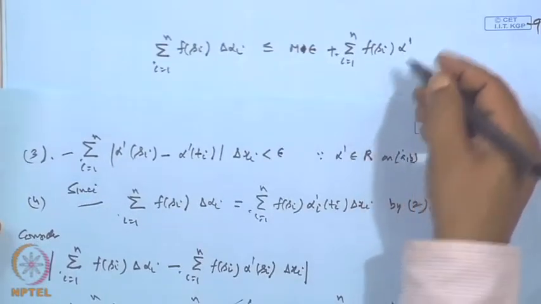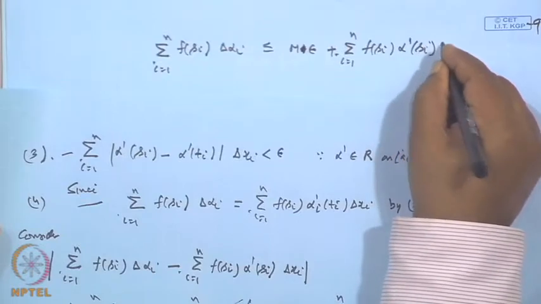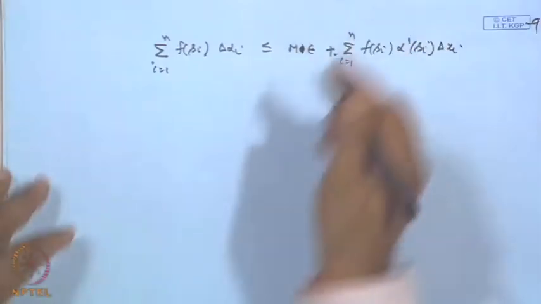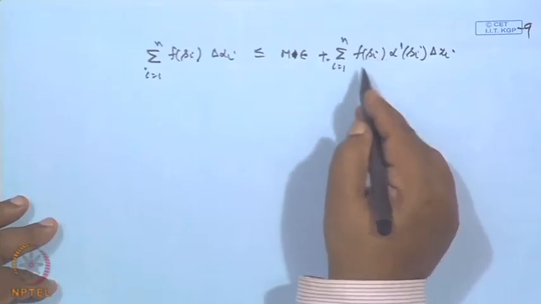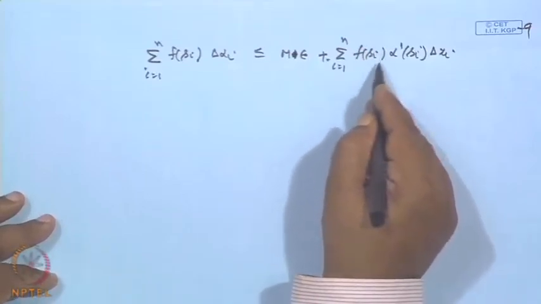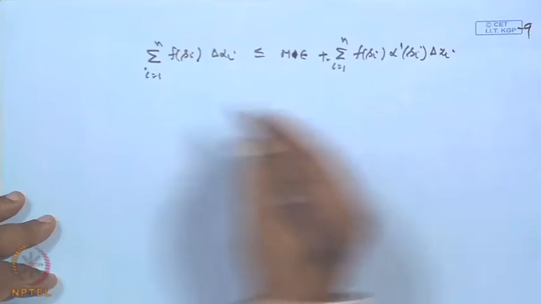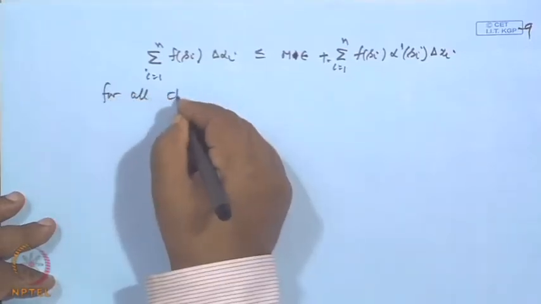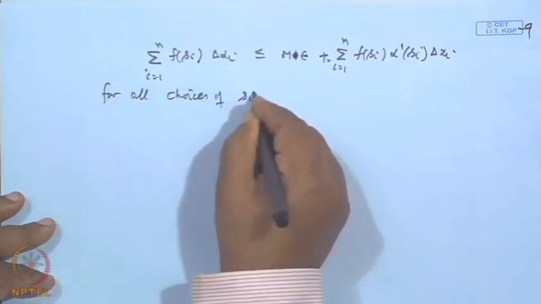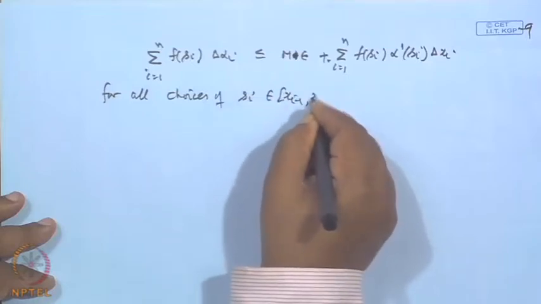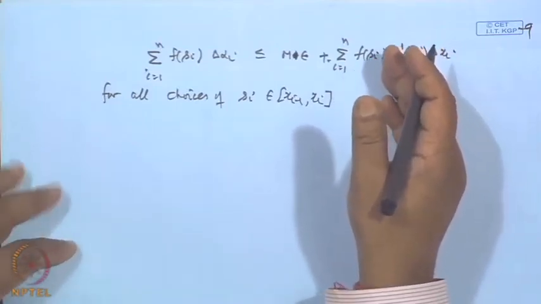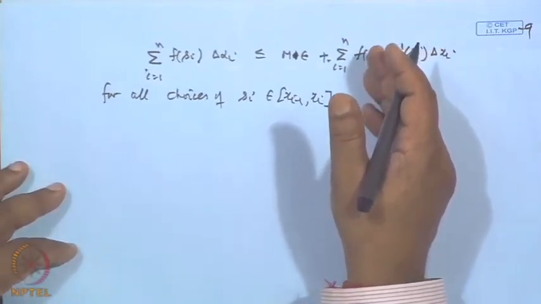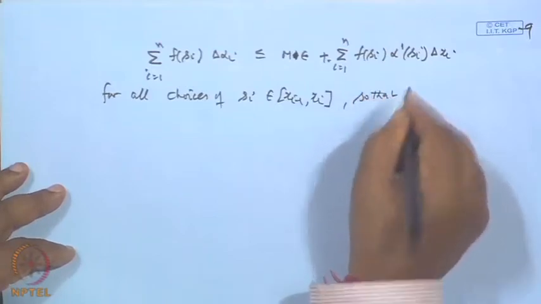So, f of s_i alpha dash s_i delta x_i, this is true, which we get from here. So, we get this thing. Now, this is true for what? For every i and s. So, if I replace this by the upper sum of this, for all choices of s_i which is in [x_{i-1}, x_i], this result holds. So, you take the upper bound for this. Once you take the upper bound, what do we get?